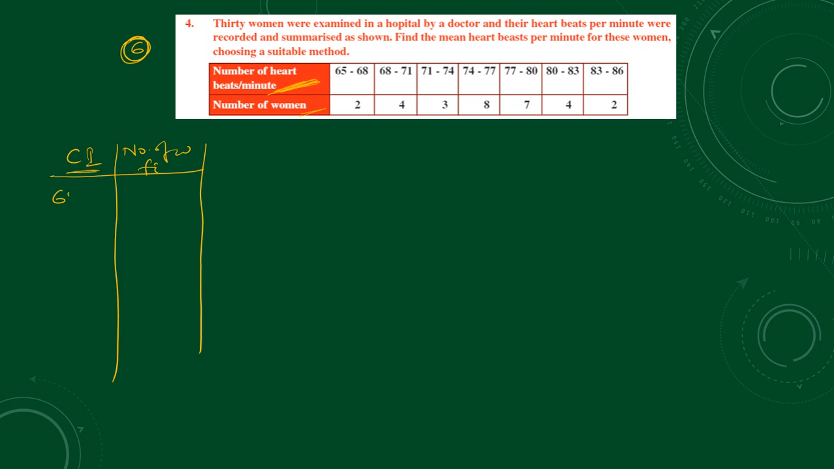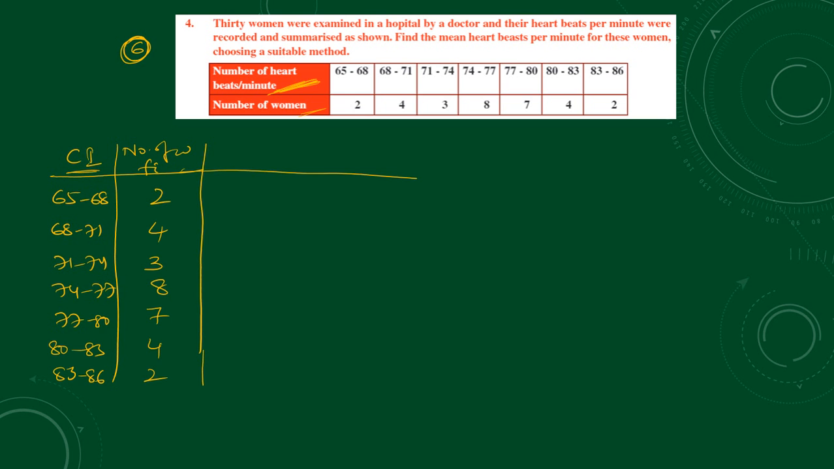Next, write down the things. So 65 to 68, 68 to 71, 71 to 74, 74 to 77, 77 to 80, 80 to 83, 83 to 86, right? Now number of frequencies, so this is 2, 4, 3, 8, 7, 4, 2. So I am going to explain this by the shortcut method or step deviation method.